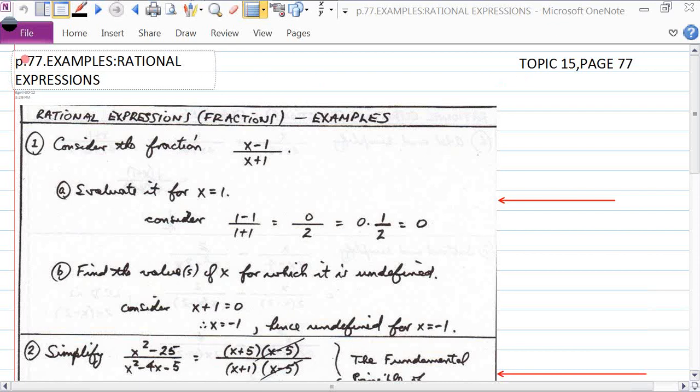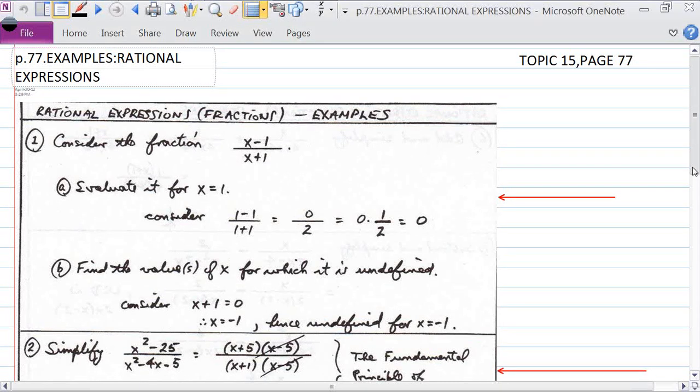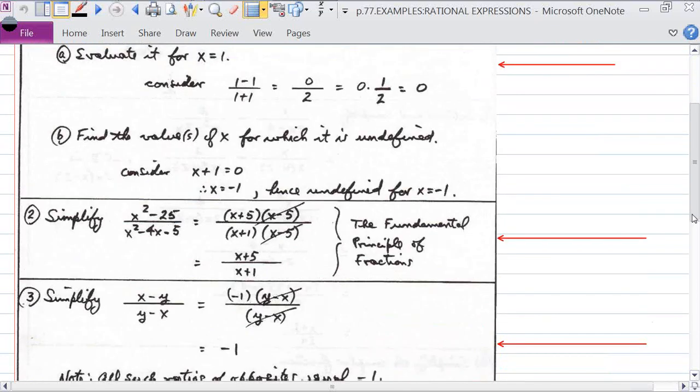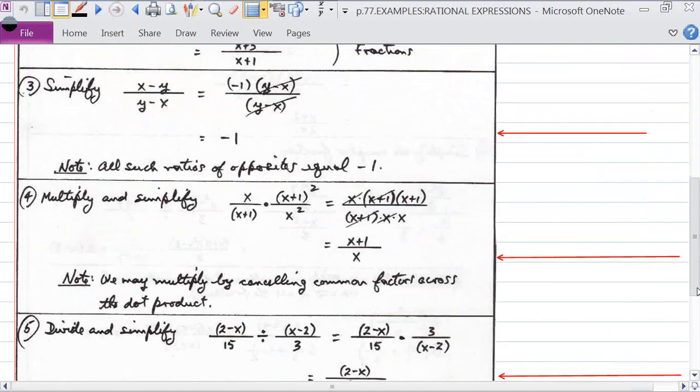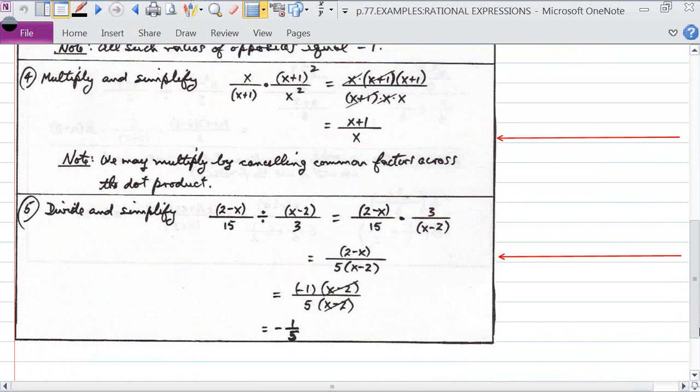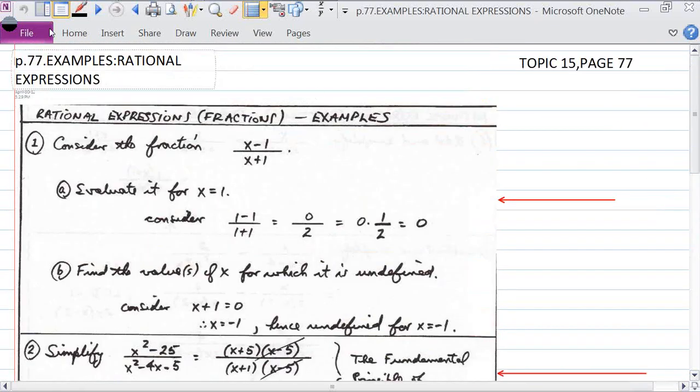We're on page 77, and here we're going to do examples of rational expressions and use the rules governing rational expressions that we did on page 76. So these are specific applications of examples of what we discussed in the previous video on page 76. We're going to go over 5 different examples here, and most of them involve some kind of simplification. So let's start with the first one.